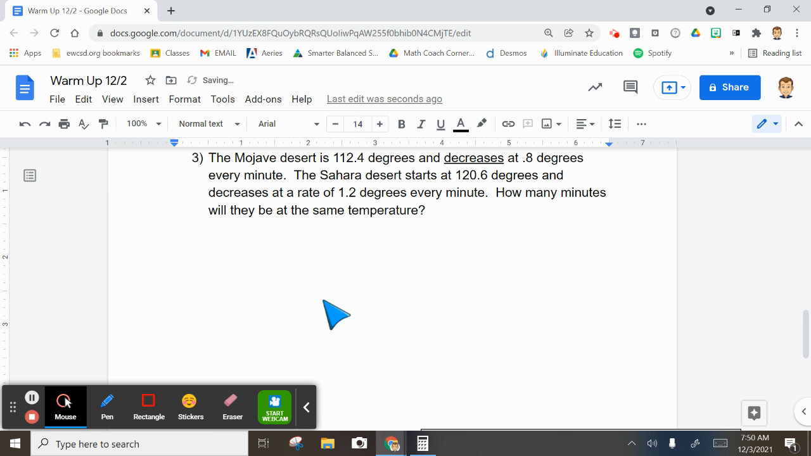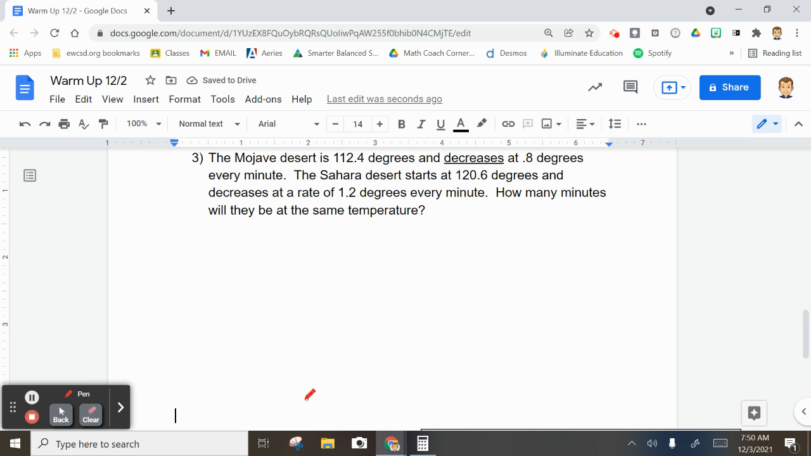It's all on the same page, but we're going to go ahead and I gave myself a little bit more room here because I can. And we're going to hash out this problem. The Mojave Desert is 112.4 degrees and decreases. If it's a decrease, that's a negative. If it's an increase, it's a positive. And it decreases at 0.8 degrees every minute.